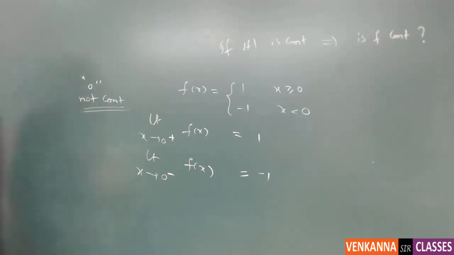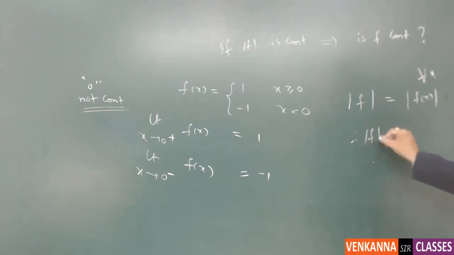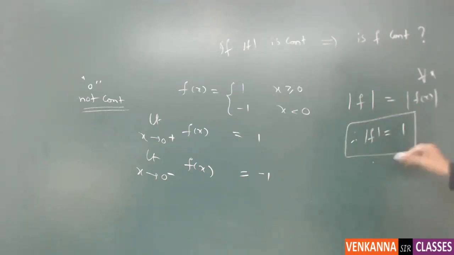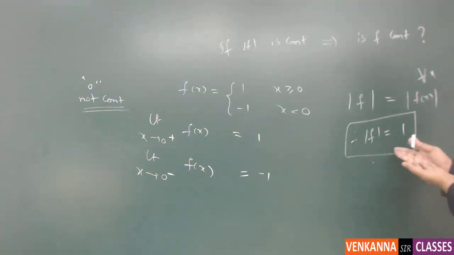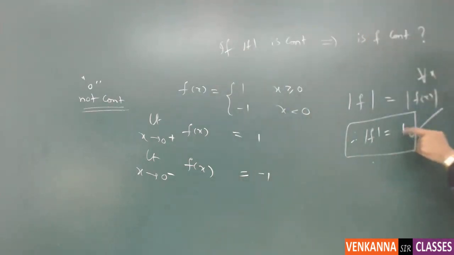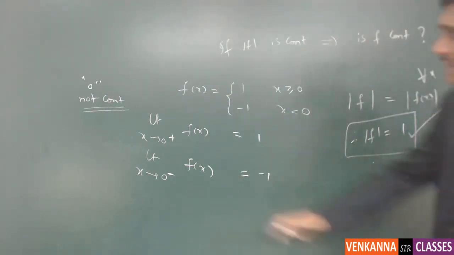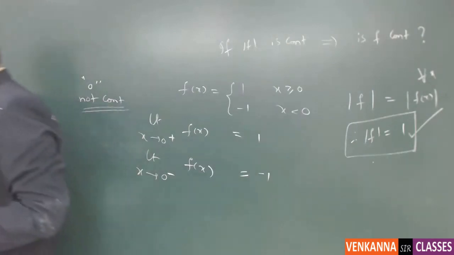Right. Now what happens if you calculate mod f? For the images you are putting modulus. Therefore, mod f is equal to 1. It is nothing but a constant function. So whatever value you take, 0, 1, 2, 3, minus 4, minus 2, minus 3, it is nothing but a constant function. Every constant function is continuous. So if you define f like this, mod f is a constant function, hence it is continuous, but the function f is not continuous at the point 0. So this is the counter example, a very simple one.